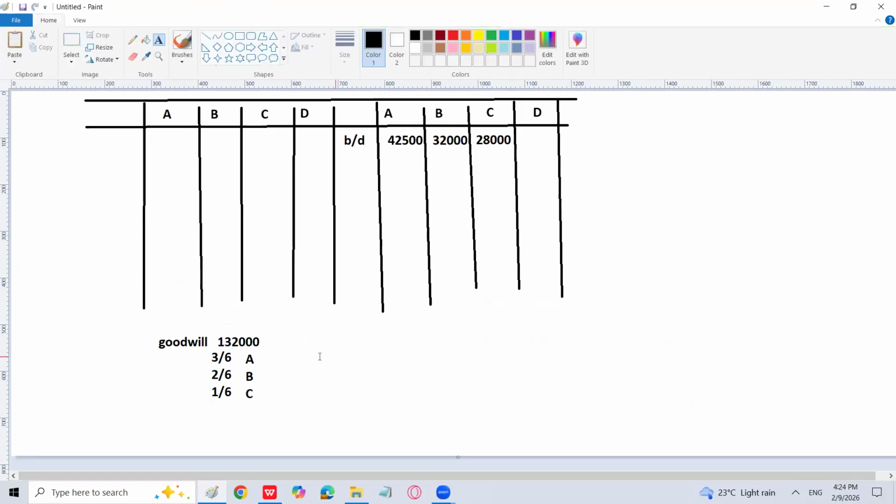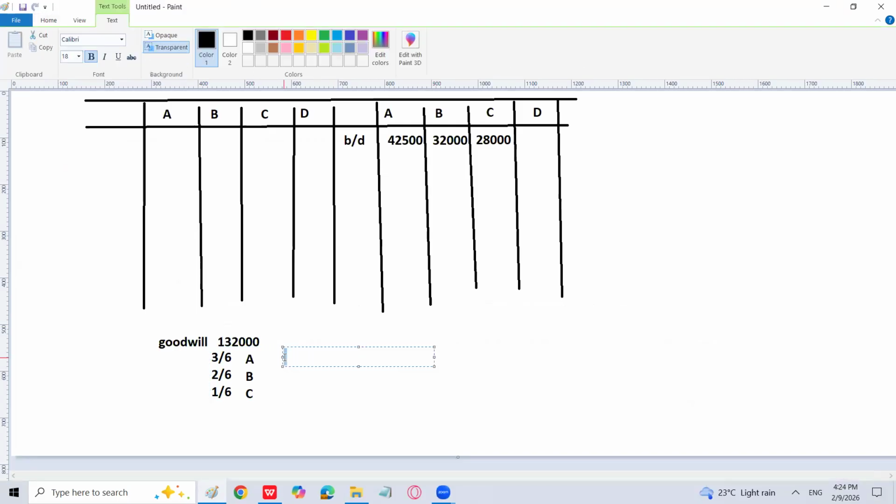G, please, you have to let me know. 1,32,000 into 3/6, 1,32,000 into 2/6 and 1/6. 3/6, 66,000. Then 44,000. And C is going to be 22,000. Now, I have to write off the goodwill among new partners with new ratio.